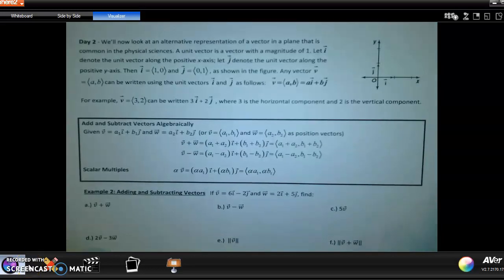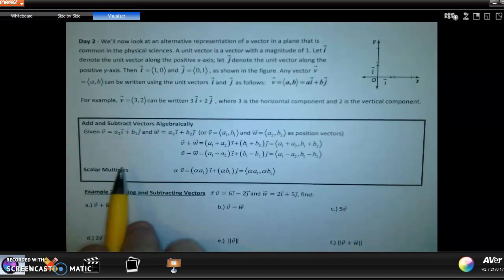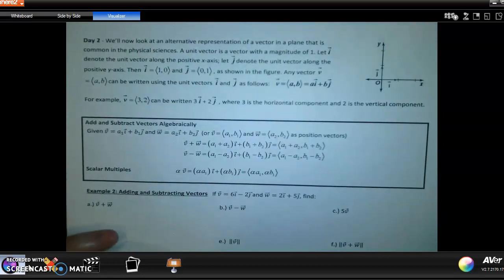Right, guys. Day 3, well, day 2 of algebraic vectors, but this is day 3 of vectors altogether. And we're going to look at one last way that we can talk about vectors and we can write them. And this is really going to lend itself to what are called algebraic vectors, where we can add, subtract, and multiply vectors algebraically. Okay. So first, I need to explain something.